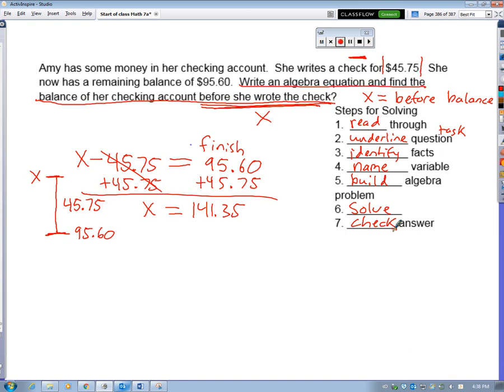Okay, step 7, you can check. Alright, maybe you solved this already by knowing that you had to add those two together to get the account balance, and hopefully you got that number. Or you can put it into the equation and see if it works out. You can take $141.35, take away $45.75, and then see if you get $95.60. Okay, you can put that number in.